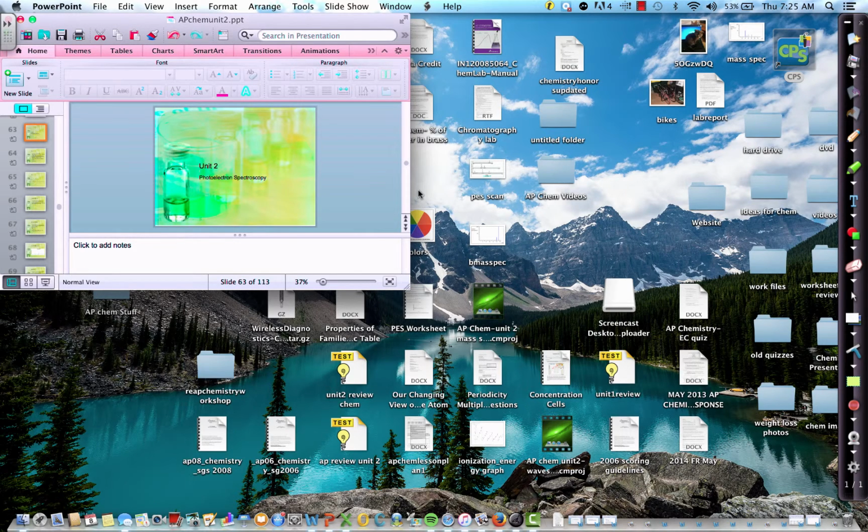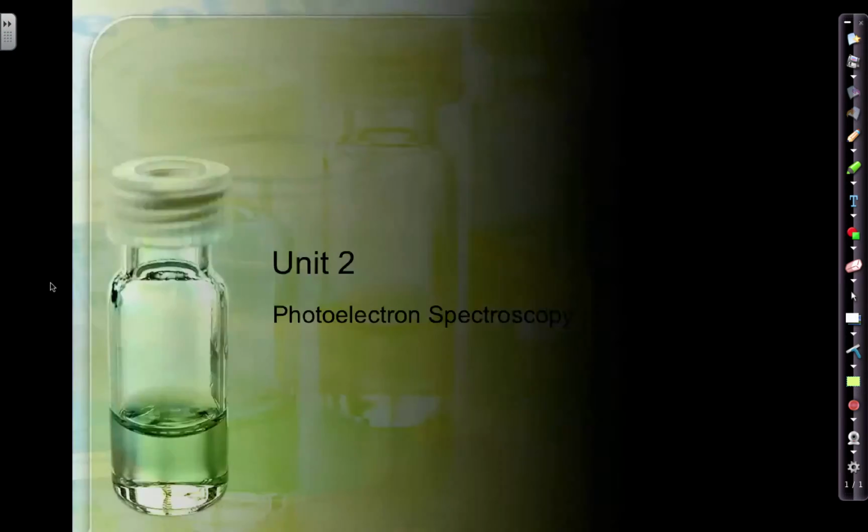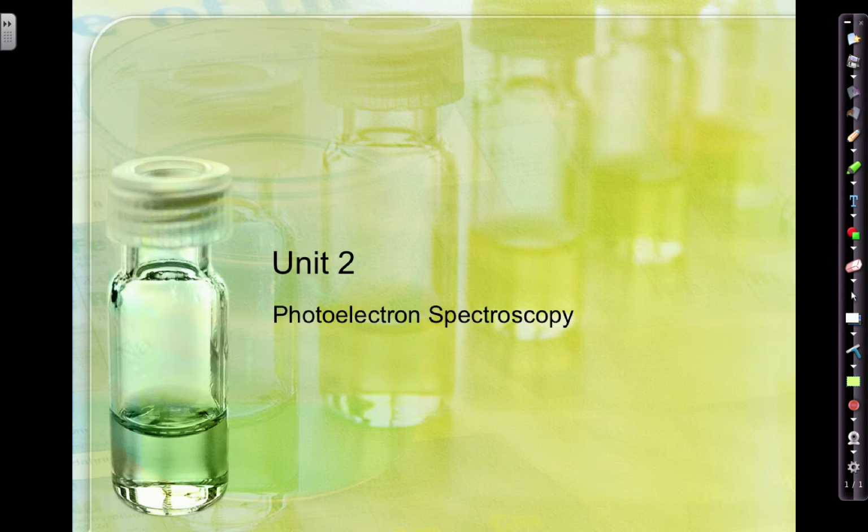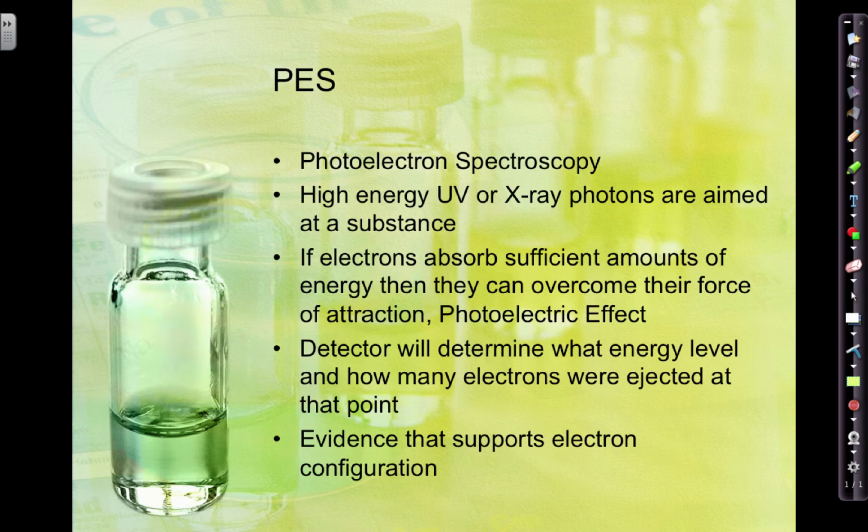Alright, so in this video we're going to be talking about photoelectron spectroscopy. Photoelectron spectroscopy is basically where you take a sample of matter or a sample of an element and you're aiming energy at it and you are removing the electrons.